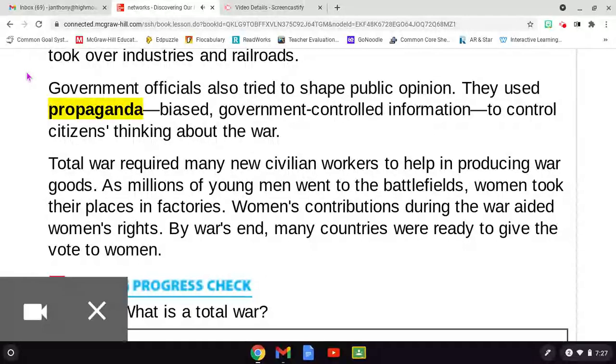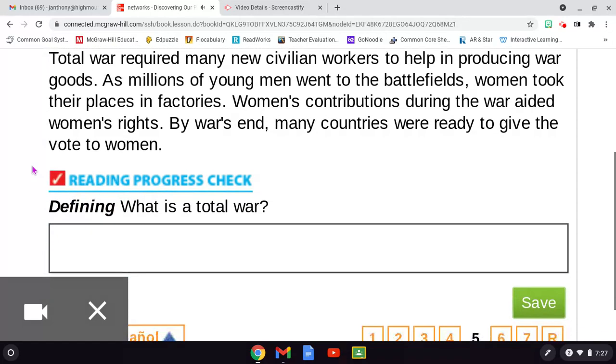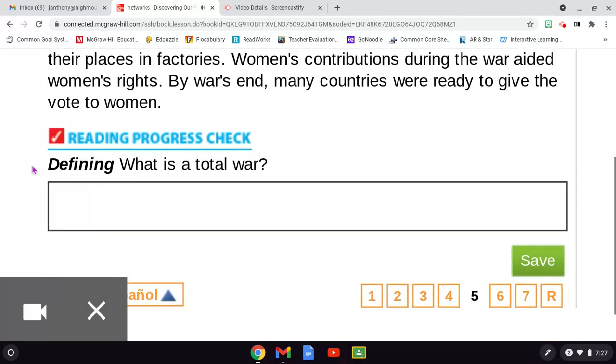Total war required many new civilian workers to help in producing war goods. As millions of young men went to the battlefields, women took their places in factories. Women's contributions during the war aided women's rights. By war's end, many countries were ready to give the vote to women. Progress check. Defining. What is a total war?